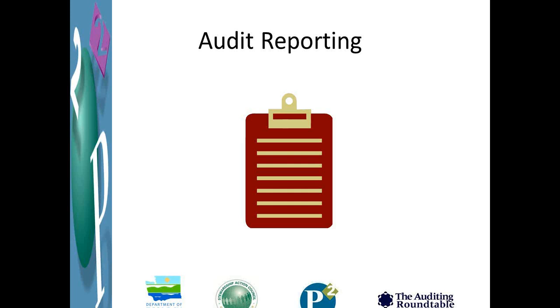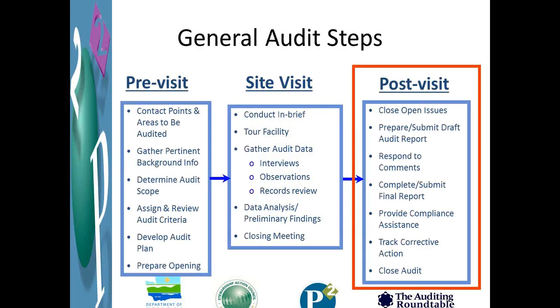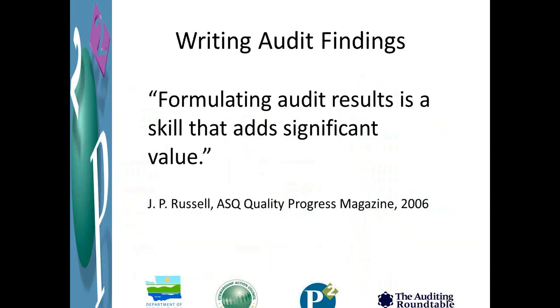Okay? Next. So we're going to be talking about audit reporting and just launch into it. If you remember the diagram from Part 1, we've gone through the first two boxes of the pre-visit, setting up the audit, and conducting the actual audit, and now we're looking at the post-visit. The closing meeting has already occurred. We're pulling together our notes, and we're looking at what we should have for an audit report, and what is entailed in producing one.